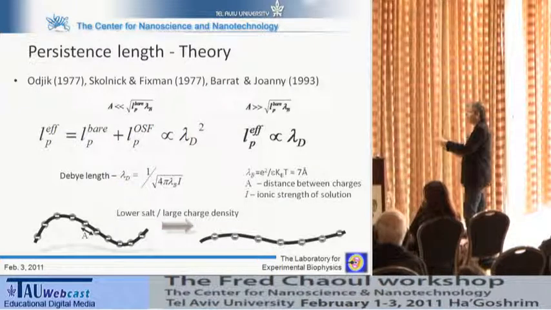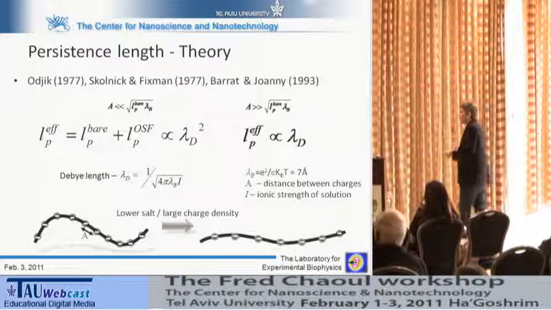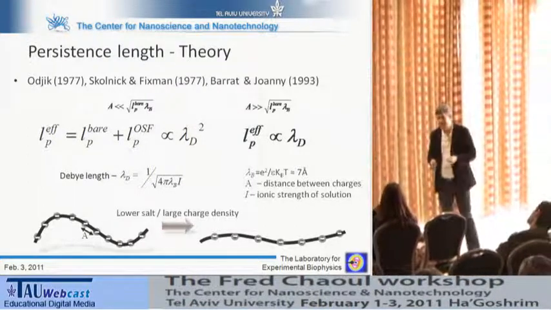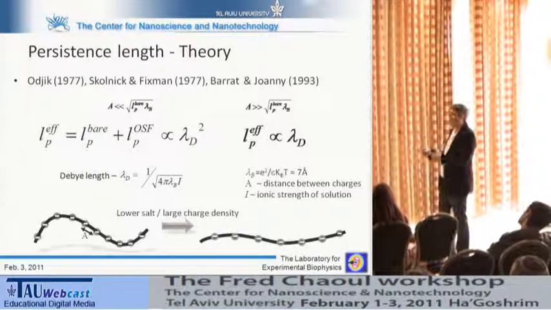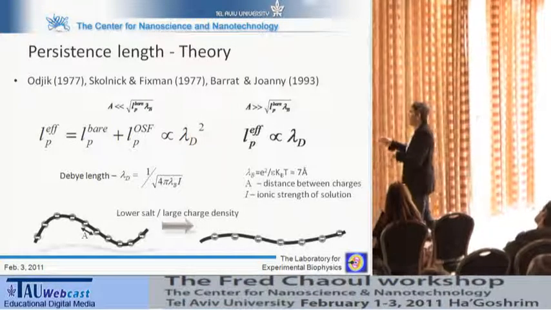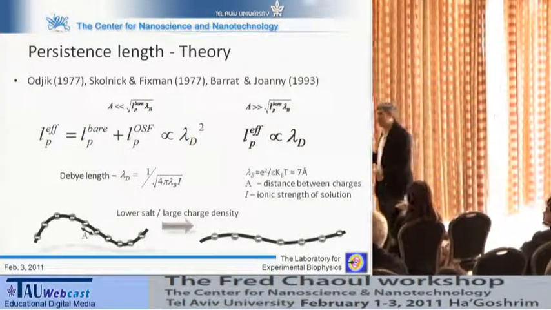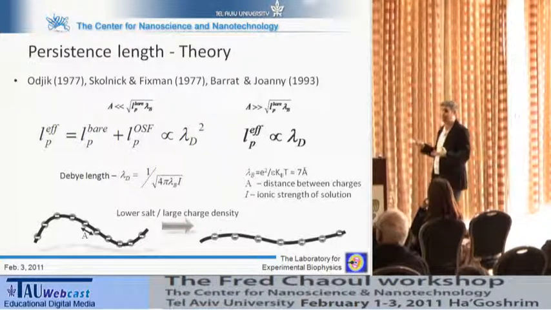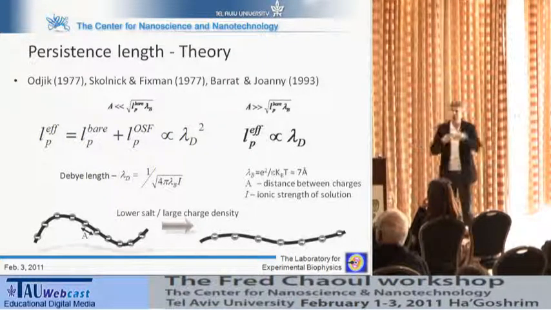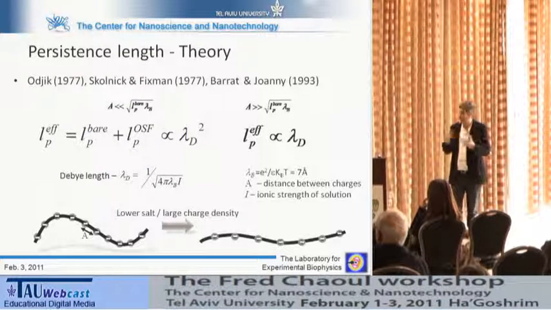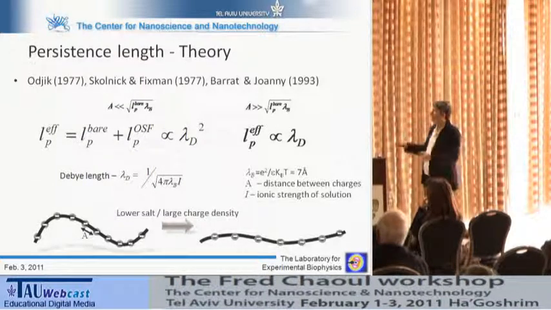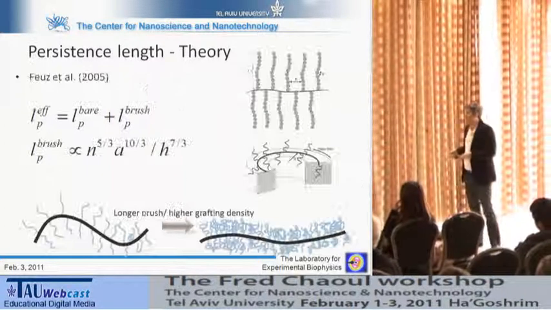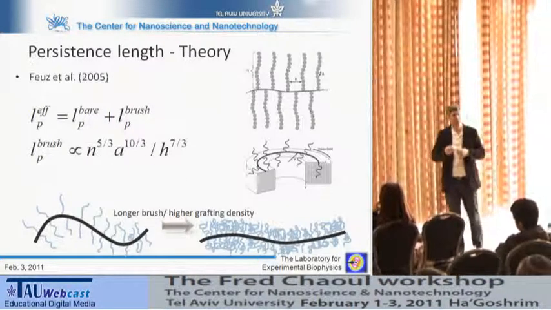So in the end, what I want you to remember is that the effective persistent length will be inversely proportional, and I don't care now what the power law dependence on the ionic strength of the solution is. The more salt you have in your solution, the more flexible you will be. If you don't have a lot of salt in your solution, then you're going to be stretched out. That's the message.